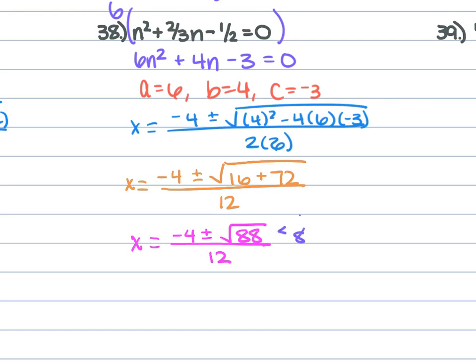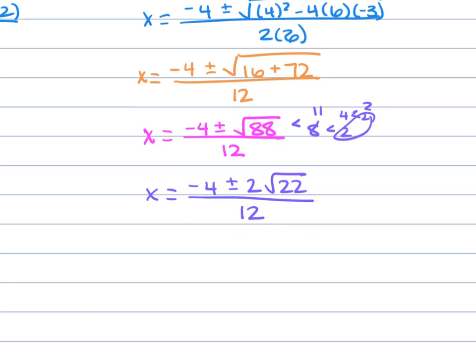That 88 is 8 and 11. The 11 doesn't simplify, but the 8 is a 2 and 4. The 4 is 2 and 2, so that's 2 square root 22. So x is equal to negative 4 plus or minus 2 square root 22 all over 12. The negative 4, the 2, and the 12 are divisible by 2, so x is equal to negative 2 plus or minus the square root of 22 all over 6.